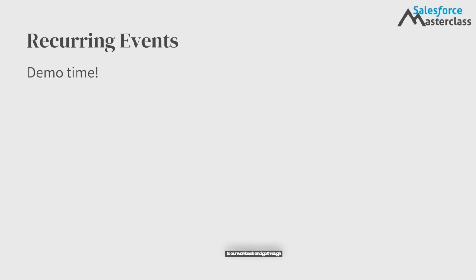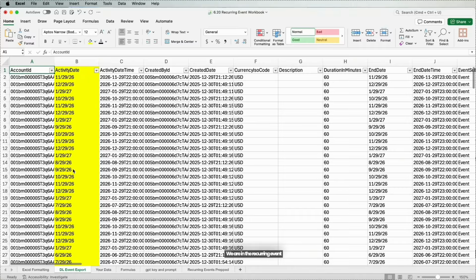Let's pop over to our workbook and go through this step by step. We are in the Recurring Event Workbook on the DL Event Export tab. What the data in this tab represents is going into Data Loader, choosing the event object, doing an export, and including all of the fields in that export.